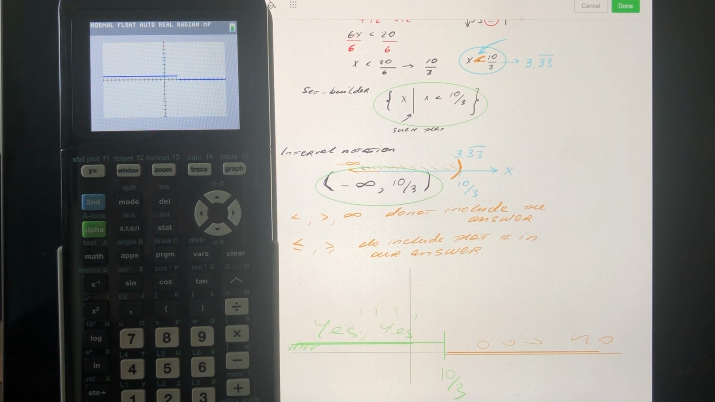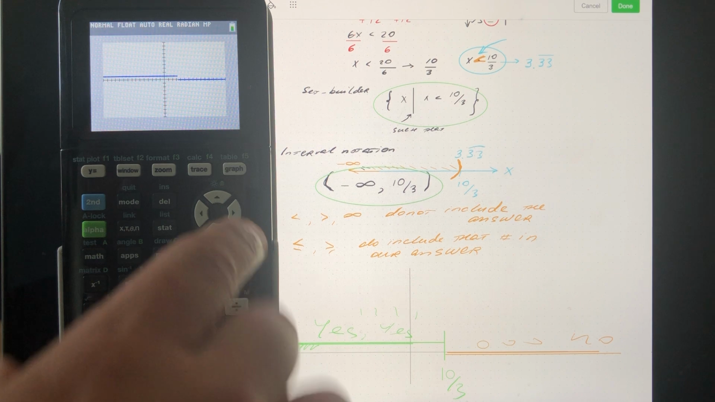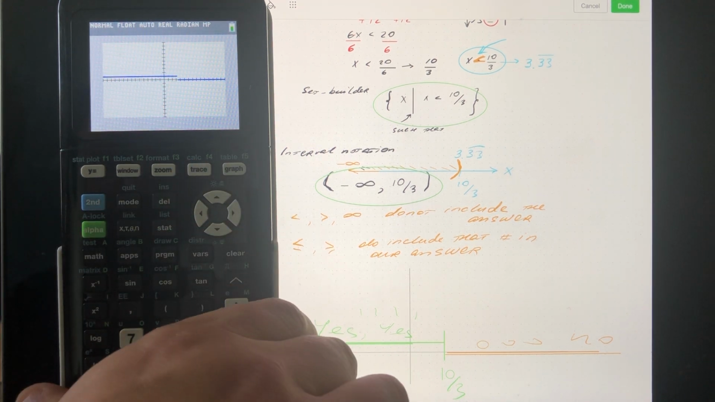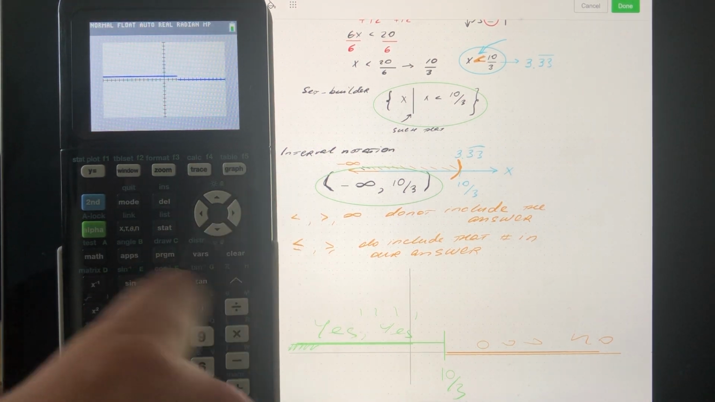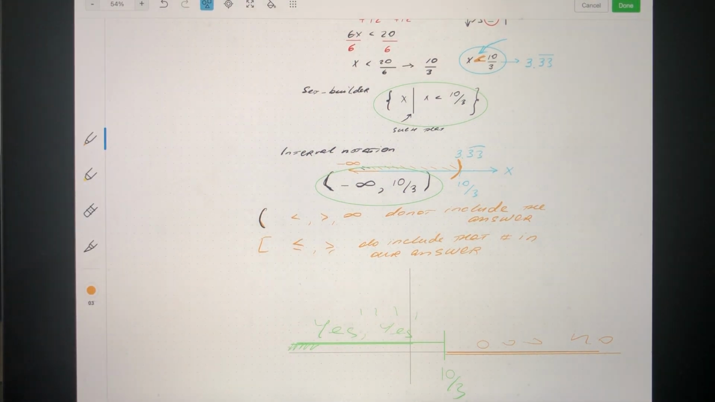So that's how we can use the calculator to visually see that we at least found the right type of solution. But having both on the same screen with the intersection gives us a little bit more information than this. And that's that for this video.